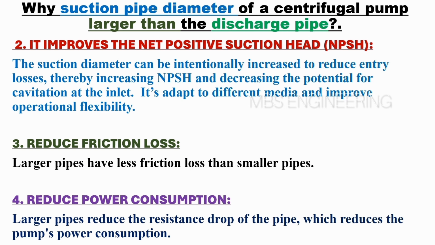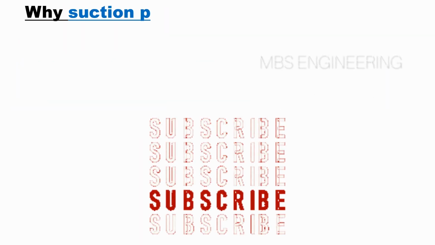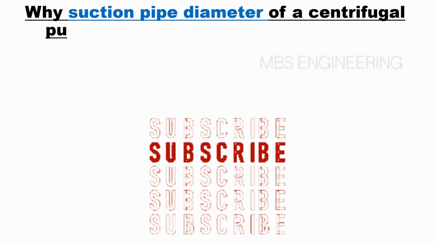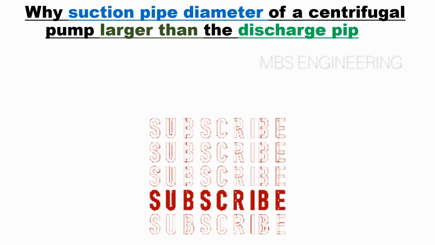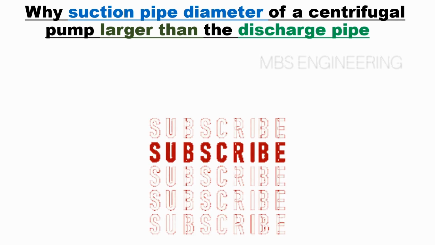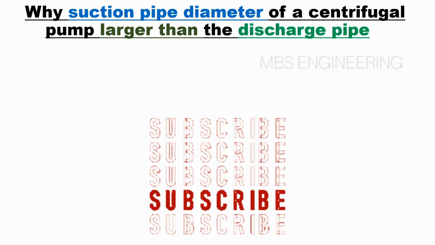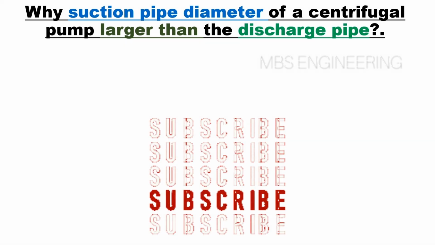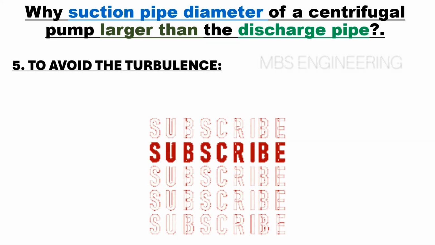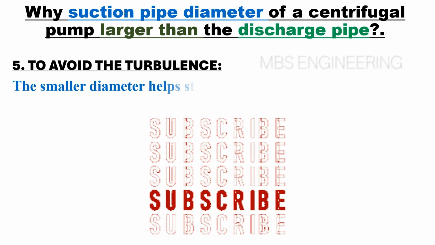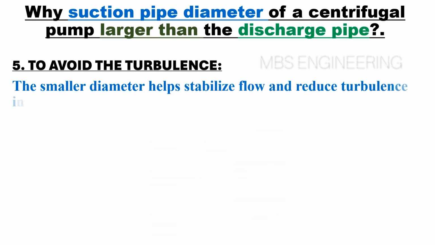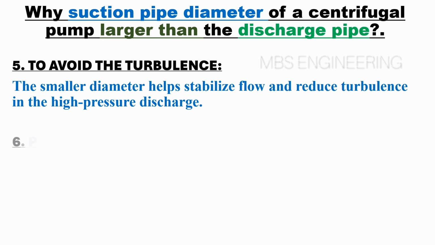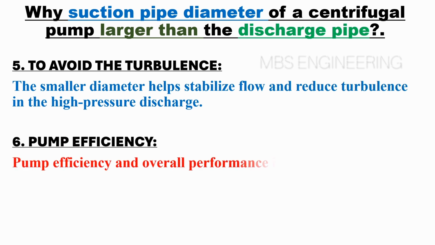Next, we will understand why the suction pipe diameter of a centrifugal pump is larger than the discharge pipe. Here are some other reasons why the suction diameter is larger than the discharge diameter. Next, the fifth topic is to avoid turbulence. The smaller diameter helps stabilize flow and reduce turbulence in the high pressure discharge. Next, the sixth topic is pump efficiency. Pump efficiency and overall performance are increased.